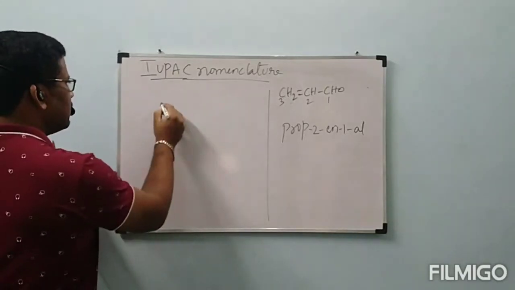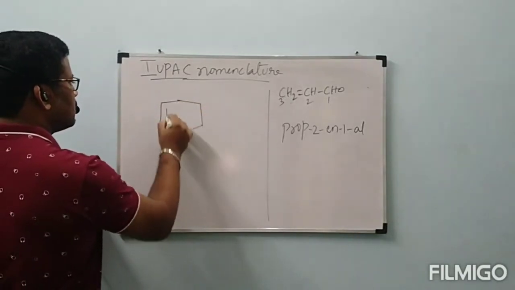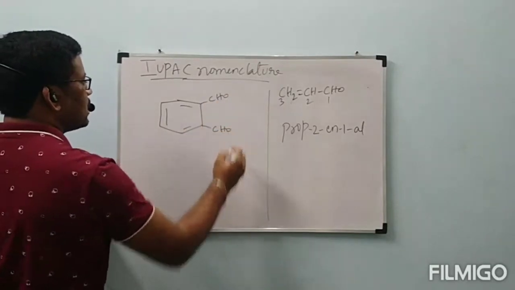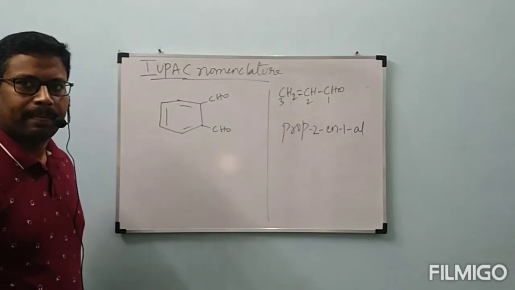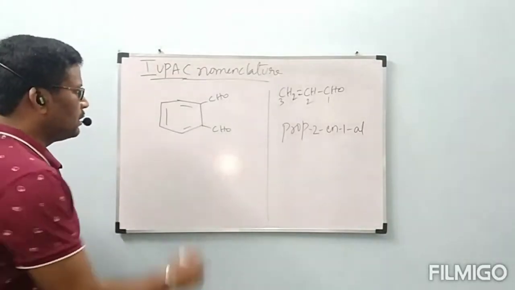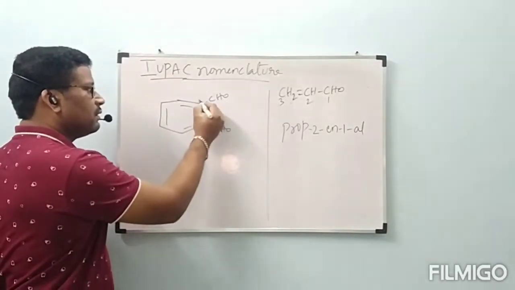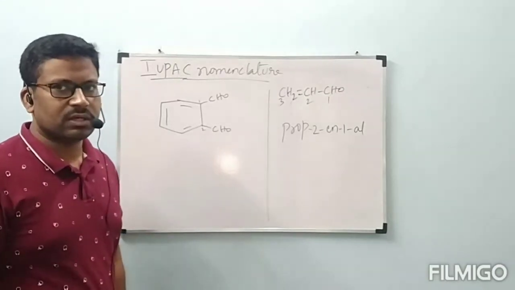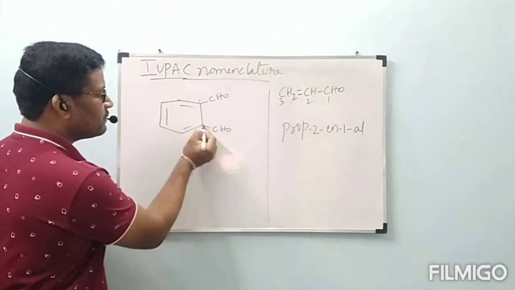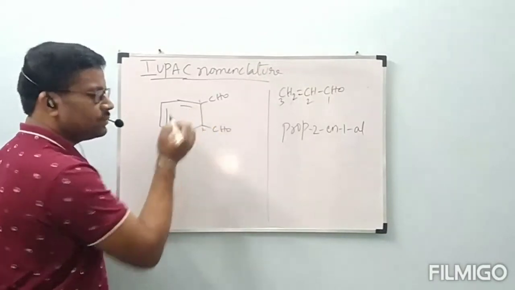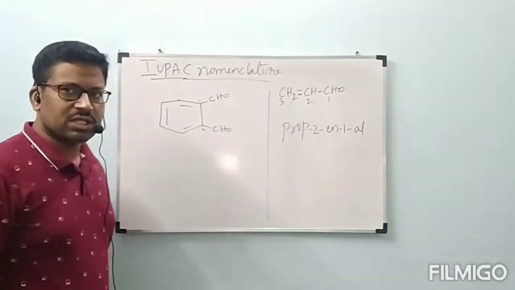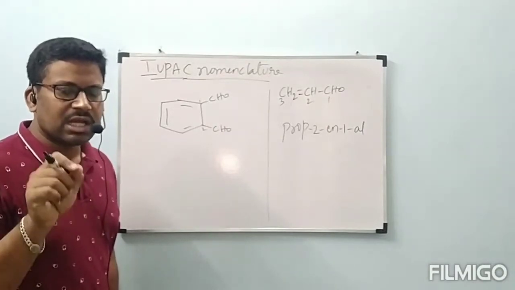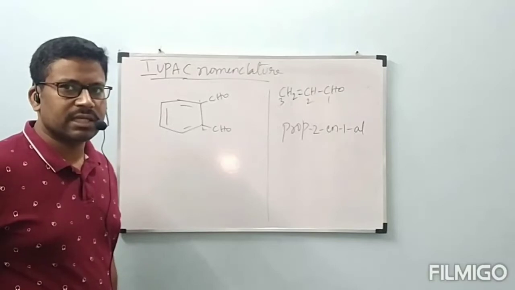Benzene ring is there with 2 CHO groups on ortho positions. What is the name of this compound? Let us give numbering starting with any CHO because both are same groups only. So if you start numbering from here 1 and 2, otherwise 1, 2. On which position CHO groups are there? 1, 2 positions. Here the thing is CHO groups are not involved in parent chain.